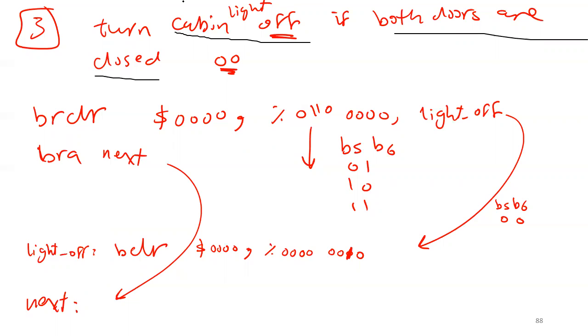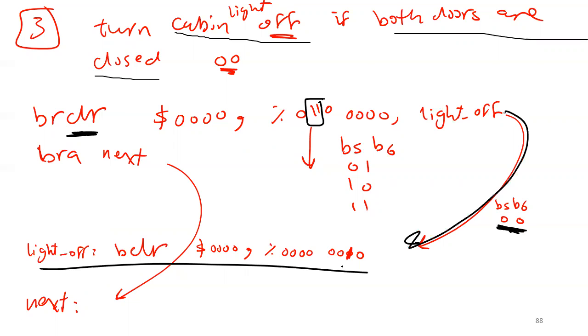Number one, I'm going to check these two bits. If these two bits are clear, so if they are 0, 0, I'm going to come to here to turn the light off. And this is how I can turn the light off. I'm going to say bit clear, and then I'm going to clear this bit to turn the light off, okay?